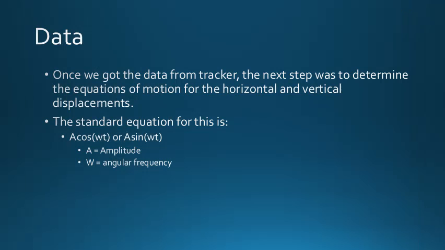So once we got the data from Tracker, the next step was to determine the equations of motion for horizontal and vertical displacements. The standard equation for this would be A cosine omega t or A sine omega t, and cosine or sine just depends on whether the graph is starting at a max amplitude, which would be cosine, or whether it's starting at equilibrium, which would be sine. And then A represents the amplitude, and omega represents the angular frequency.